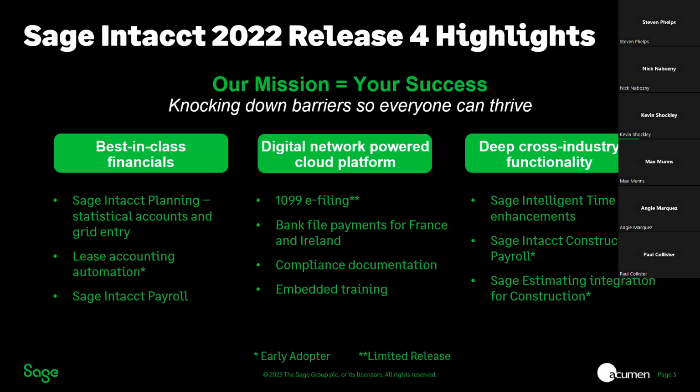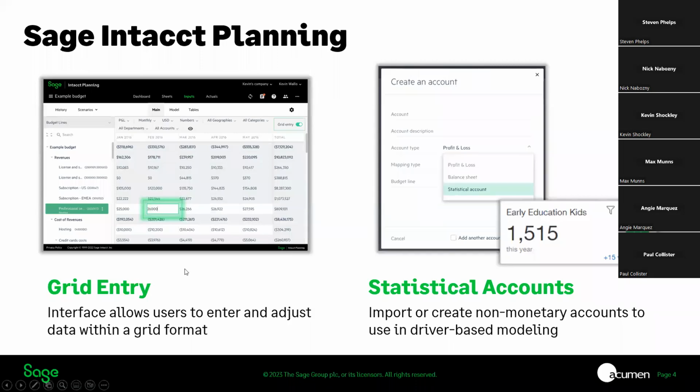We've got 1099 e-filing enhancements, some updated bank filing for areas outside of the UK and outside of the US, specifically France and Ireland, and then quite a bit of work with compliance documentation and training. And then on the right, for different industries, they're continuing to enhance the construction payroll and Sage Intelligent Time Entry, which may fit for some of you on the call today. Let's take a look at those at a little bit deeper level.